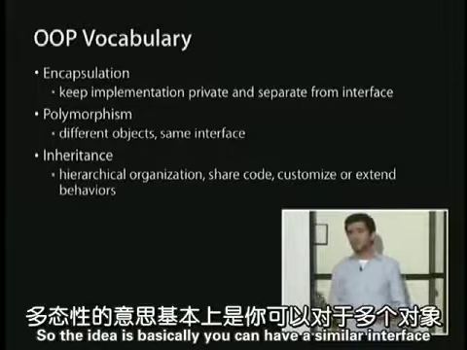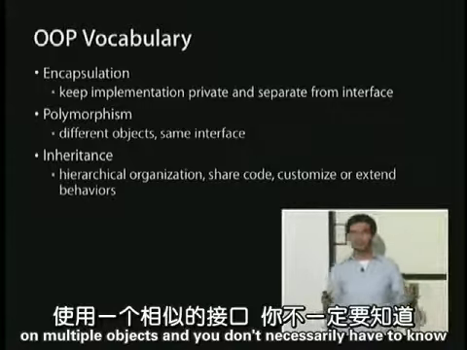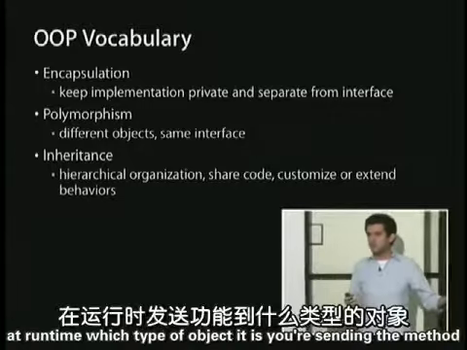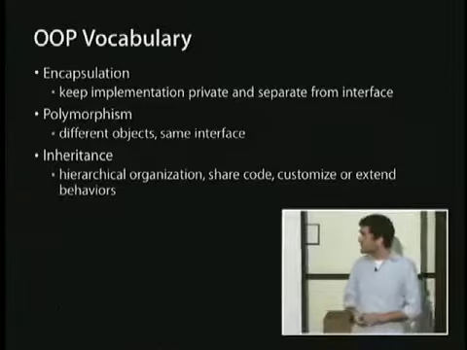So the idea is basically you can have a similar interface on multiple objects, and you don't necessarily have to know at runtime which type of object it is you're sending the method to. Things will still just work.